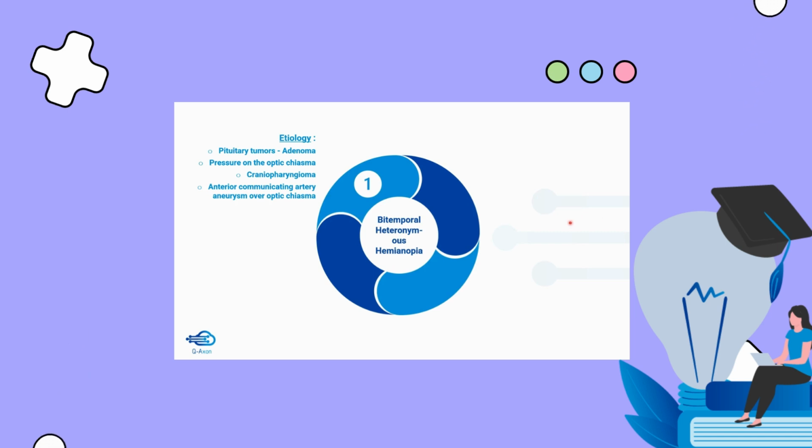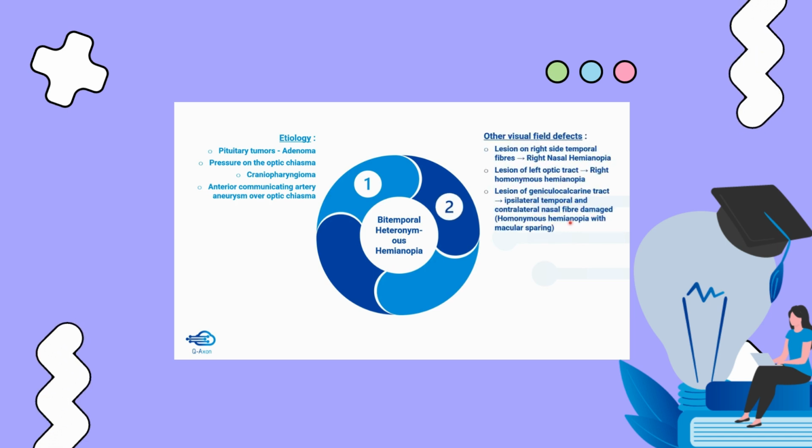Then what are other visual field defects? Well, depending on where in the visual pathway lesion is there, we get different visual field defects. For example, if there is a lesion on right side temporal fibers, then temporal fibers are basically carrying the information from the nasal side of the visual field. So we will get right nasal hemianopia.